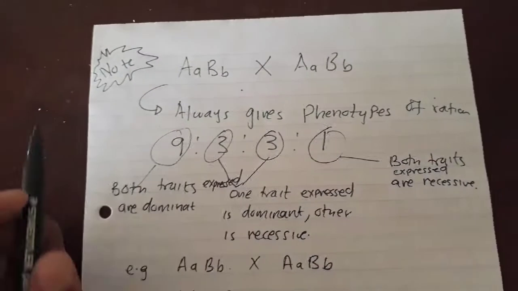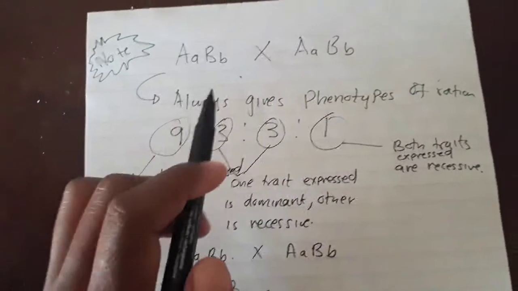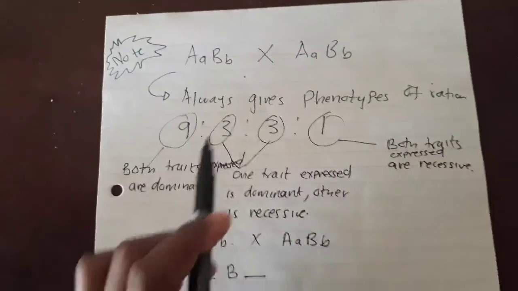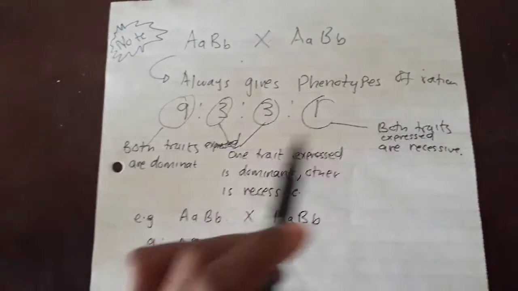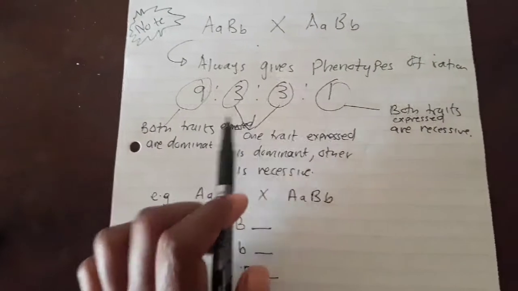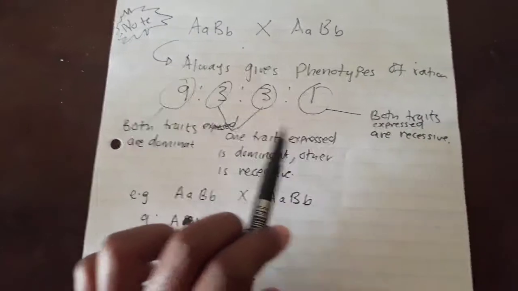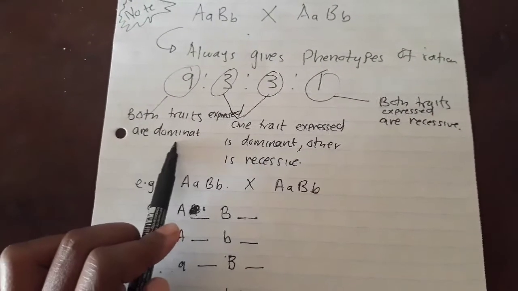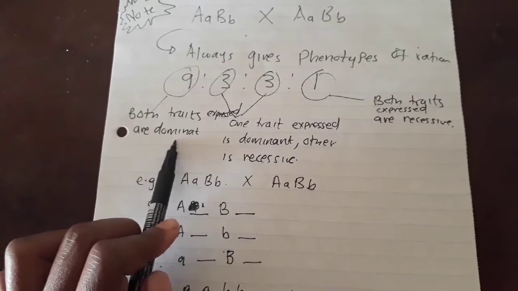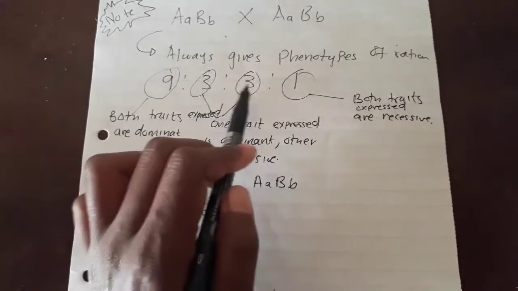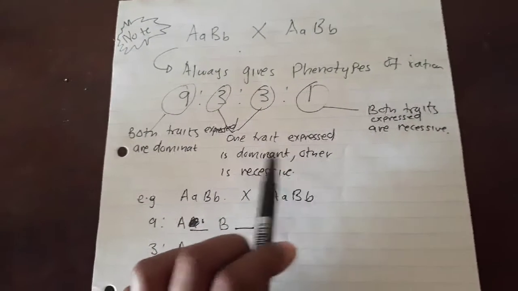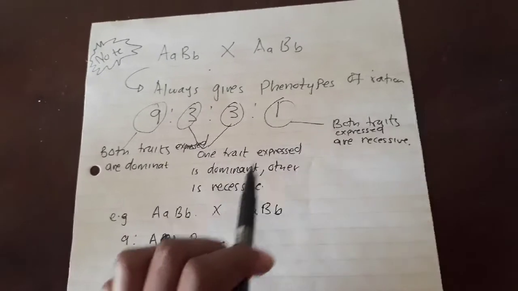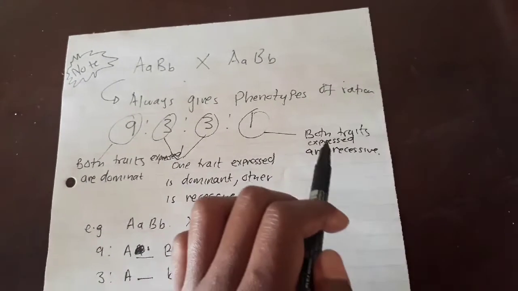Something to note, always when heterozygous parents are crossed with each other, they always give a phenotype of this ratio, 9, 3, 3, 1. That is all when the parents have the same heterozygous genotype. 9 is when both traits are expressed as dominant, meaning one of the alleles is dominant for each trait. Then 3, one trait expressed is dominant, other is recessive. Then for the 1 ratio, both traits expressed are recessive.